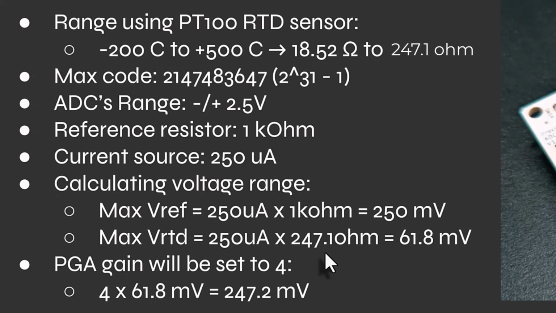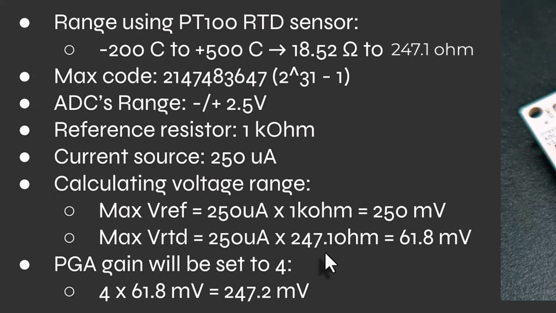For our reference resistor, we're using a 1 kilo ohm precision resistor. And then for the current source, we're going to go with 250 microamps. Then let's check what our voltage range is, because that's going to tell us what we can set our gain to for the programmable gain amp. The voltage drop across the reference resistor is going to be about 250 millivolts. For the RTD, at the max temperature it's going to be 61.8 millivolts.